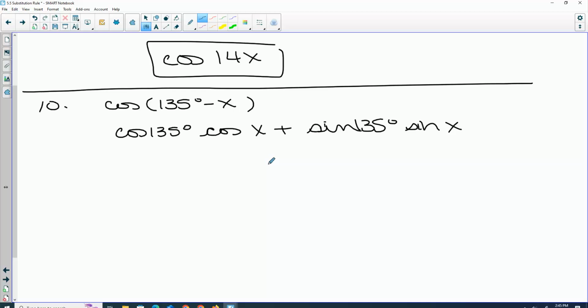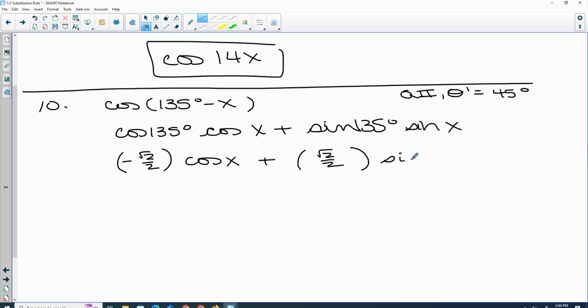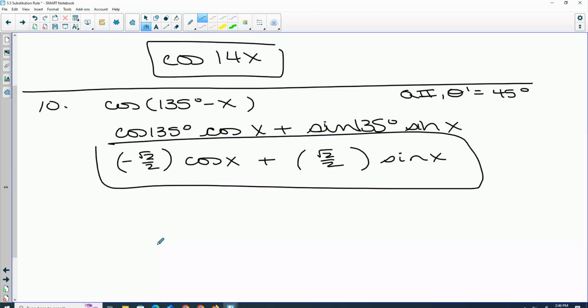135. What quadrant is that in? Reference angle 180 minus 135. In quadrant 2 is cosine positive or negative? What is the cosine of 45? In quadrant 2 is sine positive or negative? Positive. What's the sine of 45? You are welcome to leave your answer there. There are different things you could do. You could factor out your radical 2 over 2, but it's not required.